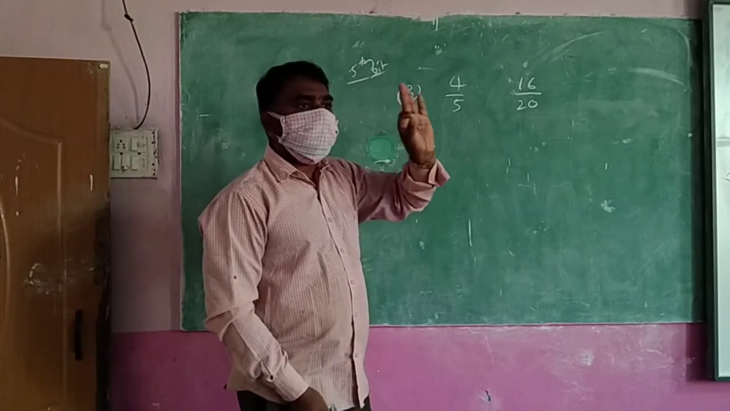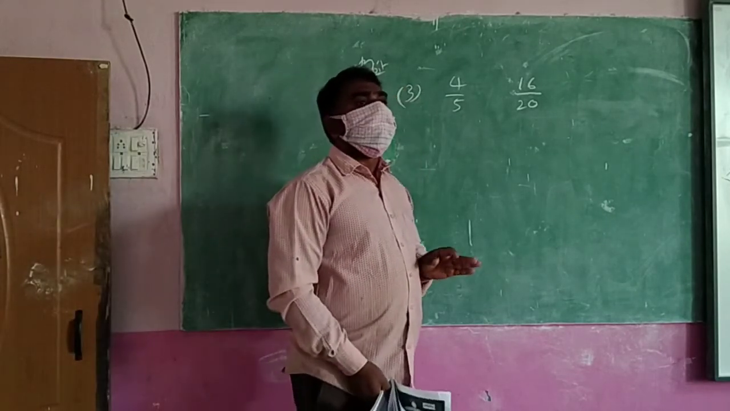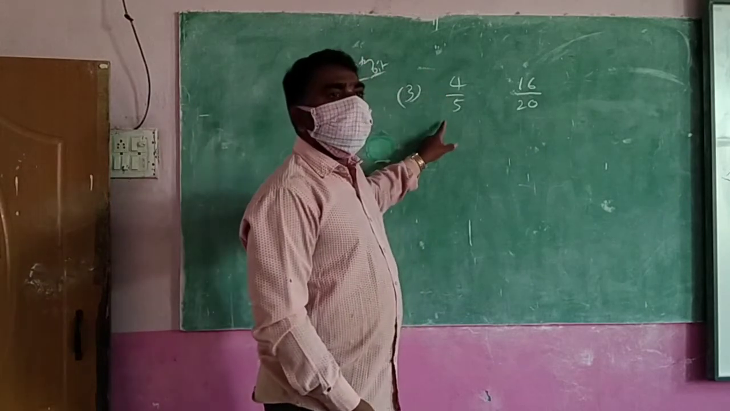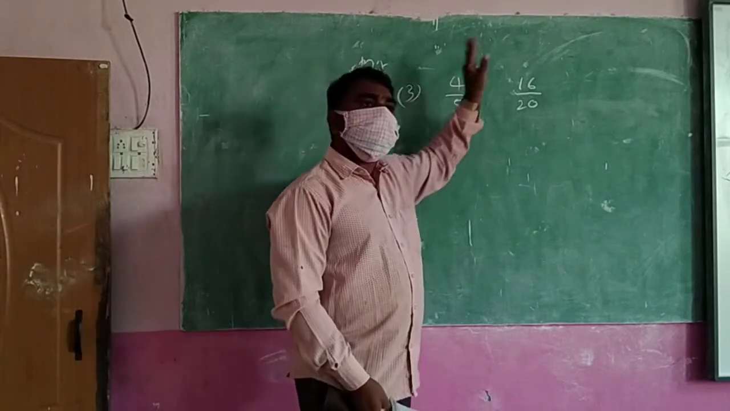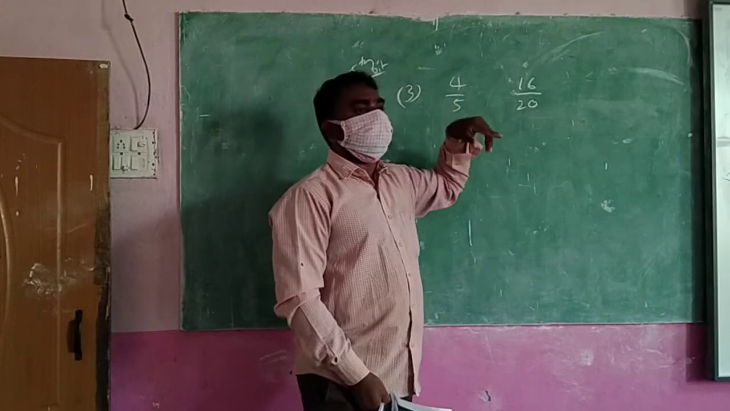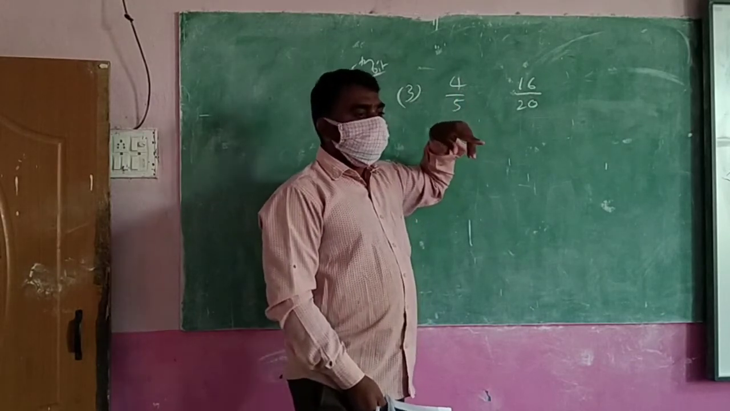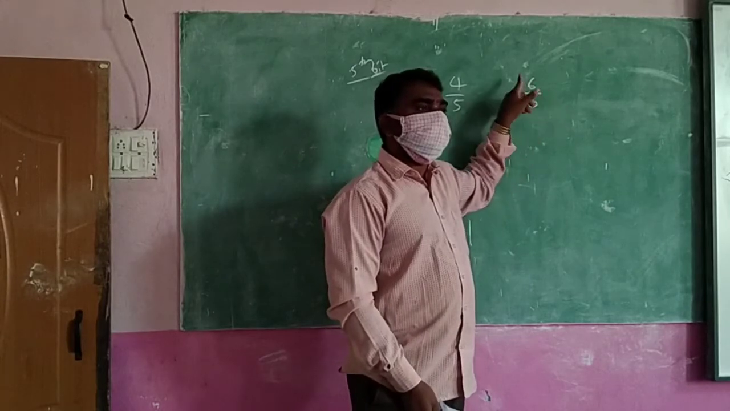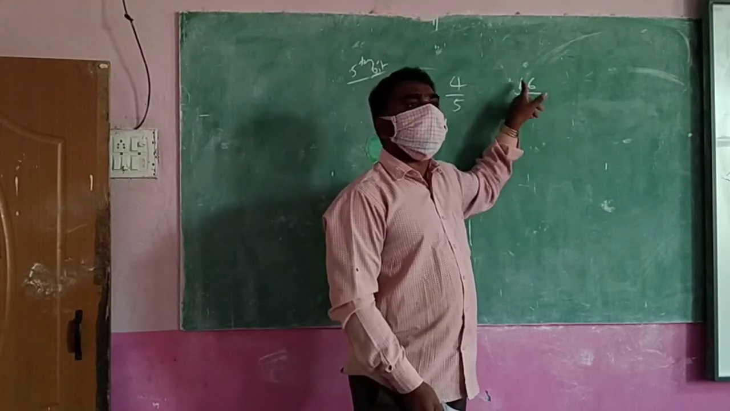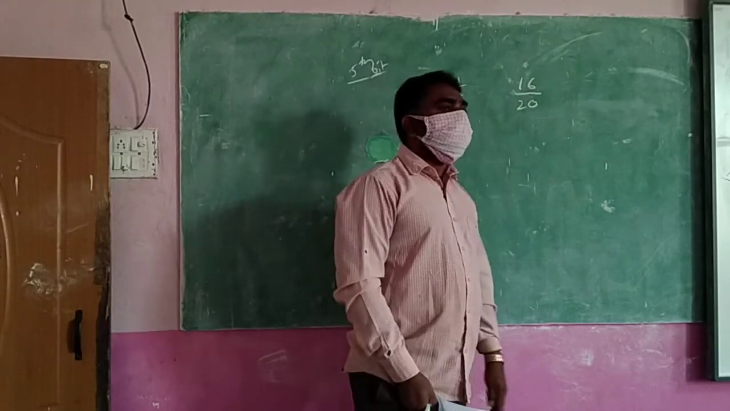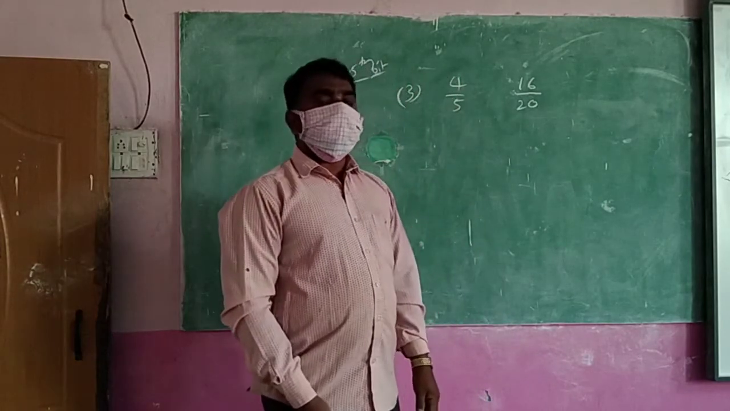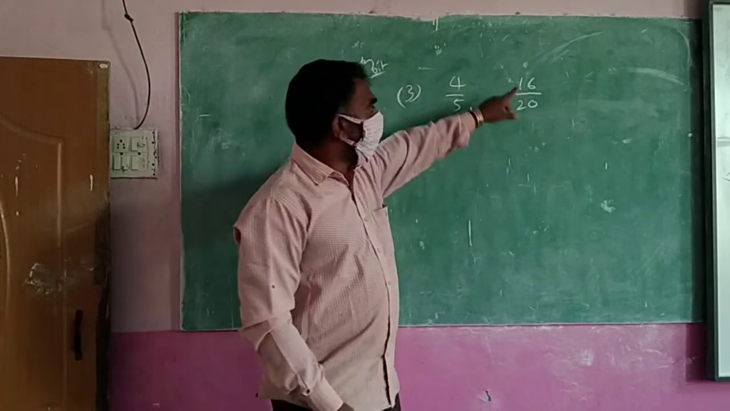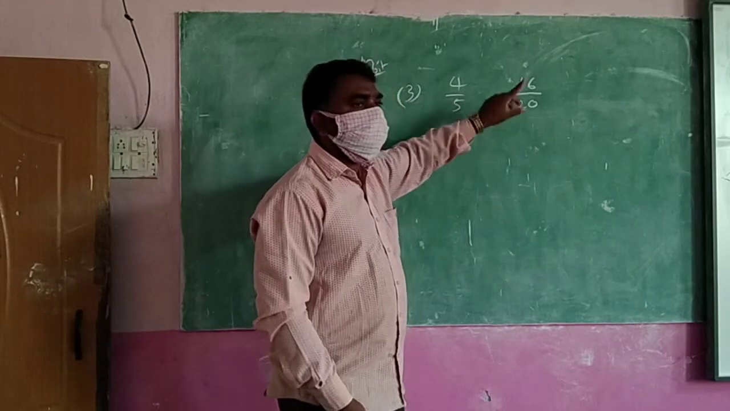Equivalent fractions, do you remember? 4 by 5 has an equivalent fraction. By multiplying you can get the new fraction, which means both are the same only. You can change this one, and you can change that one also. You see these both are coming in the same table. Which table? The 4 table. In the 4 table 16 also comes, 20 also comes.